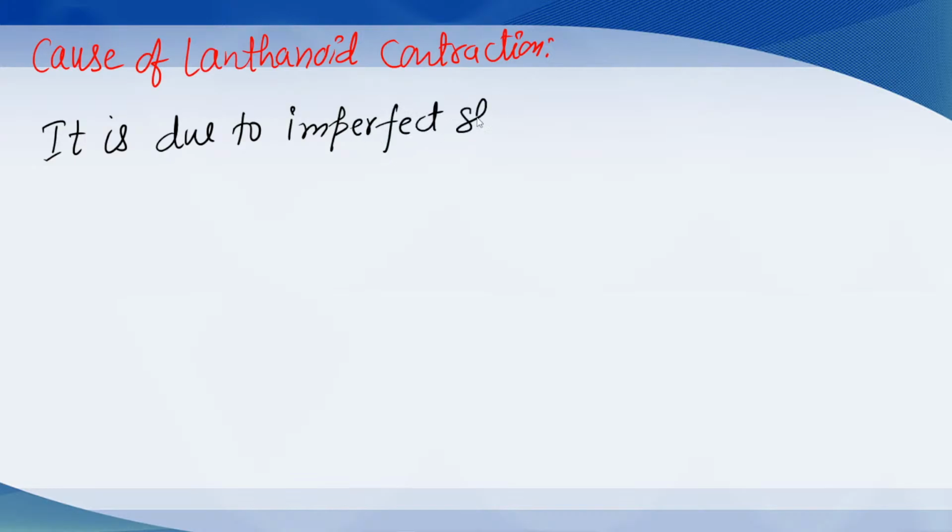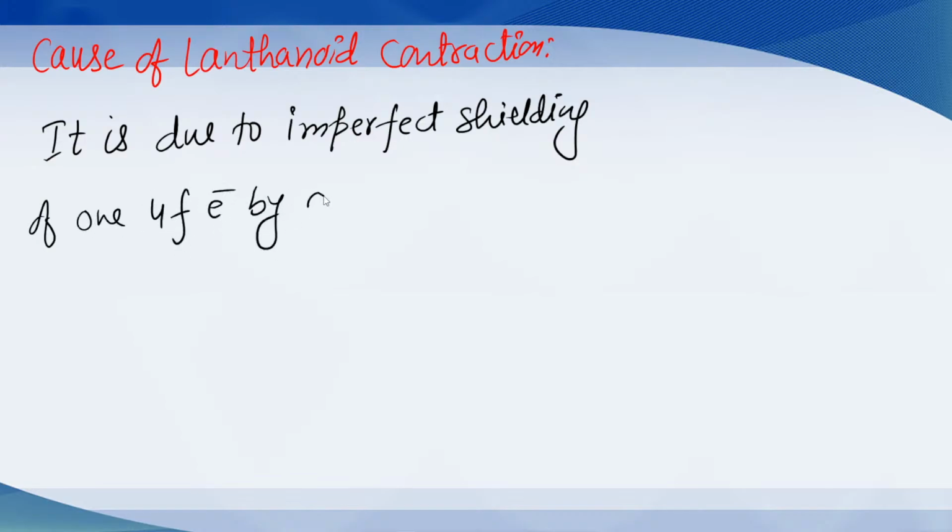Very good. The cause of lanthanoid contraction is due to imperfect shielding of one 4f electron by another 4f electron of the same subshell. So shielding of one 4f electron by another is less, and that's why there is a steady decrease in size. Now come to the consequences.